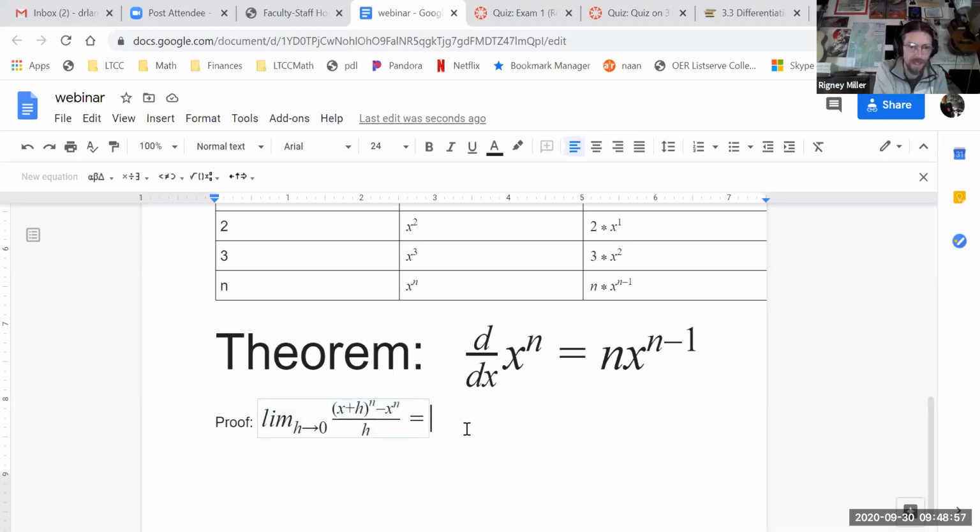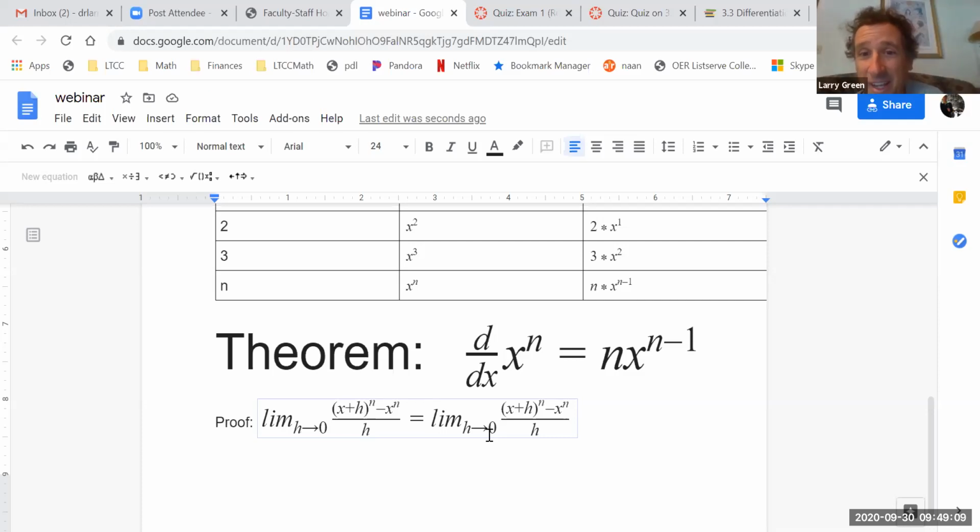It would be x to the n plus n x h plus h to the n. No, there's actually going to be n different terms. So if n was 100, just to let you know, there's 101 terms. Okay, it's harder than you're making it. Let's put it this way. So here's what it is.